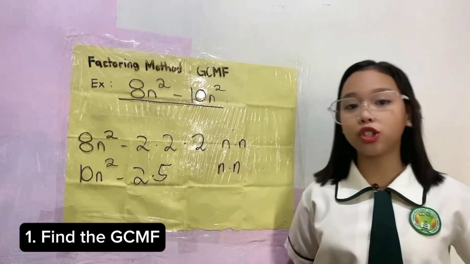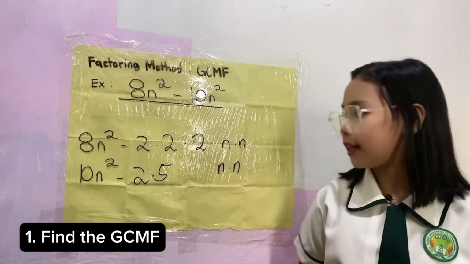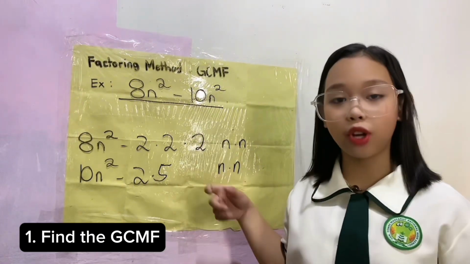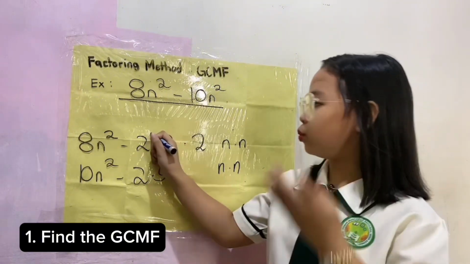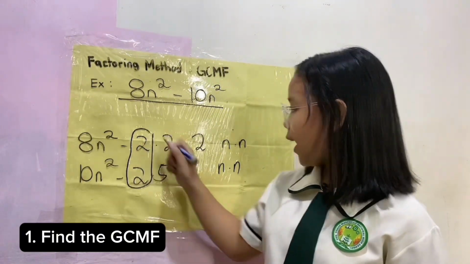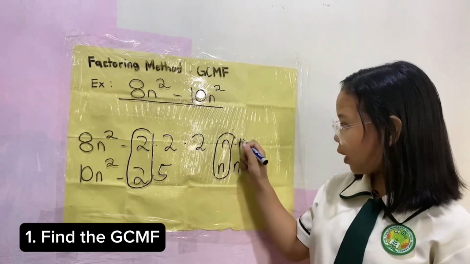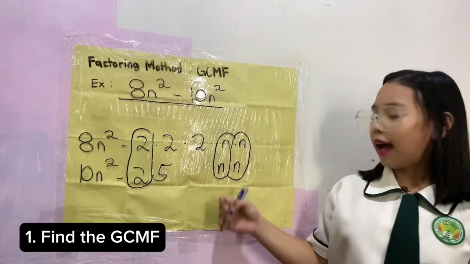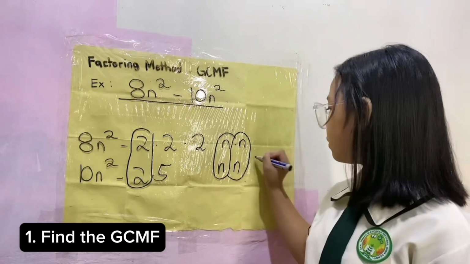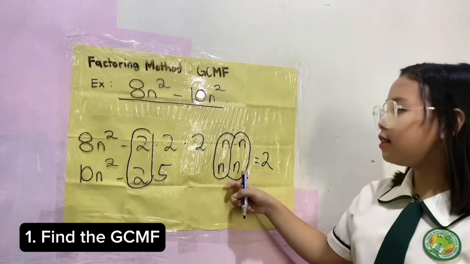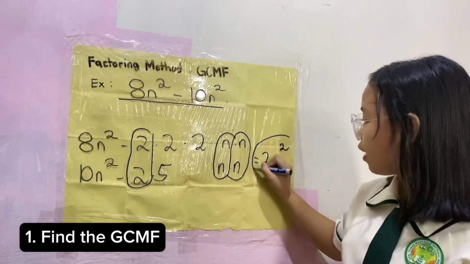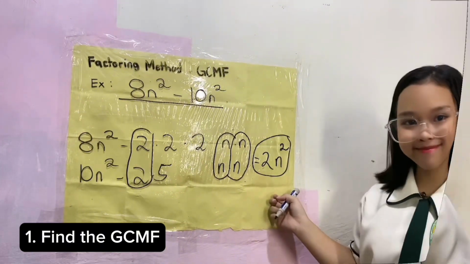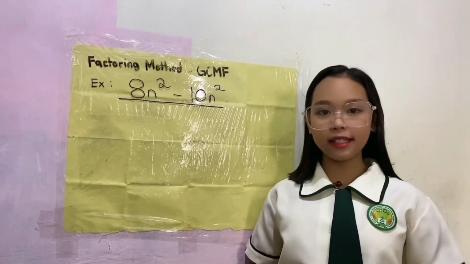Now, to find the GCMF, we have to identify their similar or their common factors. So what are their common factors? We have 2 and we have n. We have 2n. Now, we'll write this as 2 and how many n we have here? We have n squared. This is now our GCMF. We're now done with step 1.